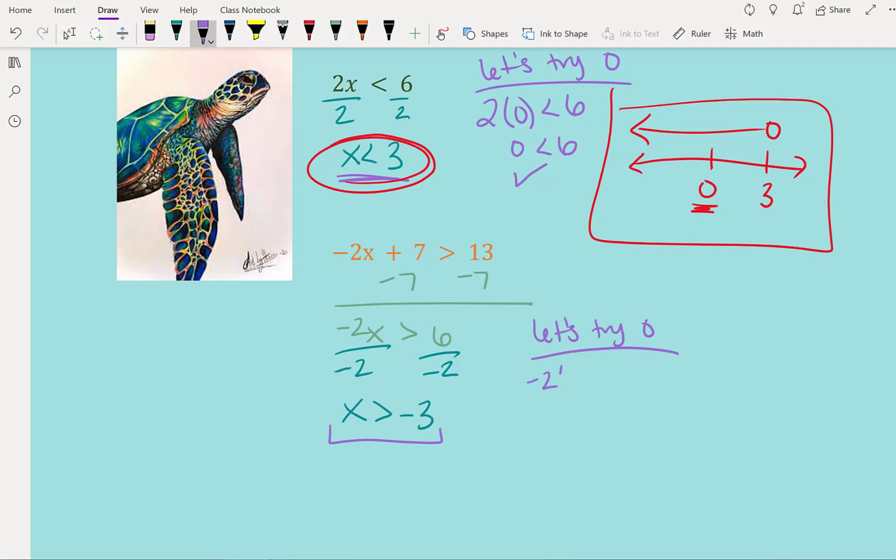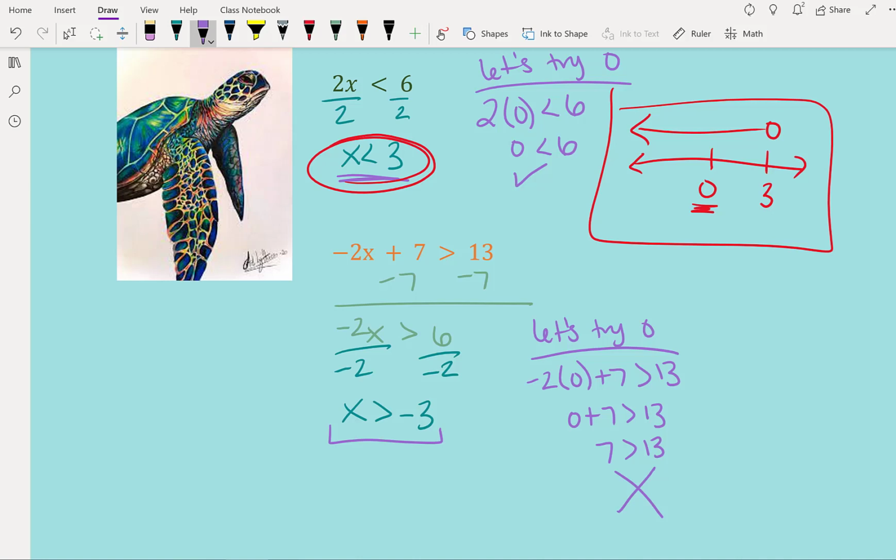I'm going to say -2 times 0 plus 7 is greater than 13. Well, anything times 0 is 0, so I have 0 plus 7 is greater than 13, so 7 is greater than 13. But now here's the question. Is 7 bigger than 13? Absolutely not. It is not bigger than 13. We can't use that. It's false. So the answer that we got is not true.